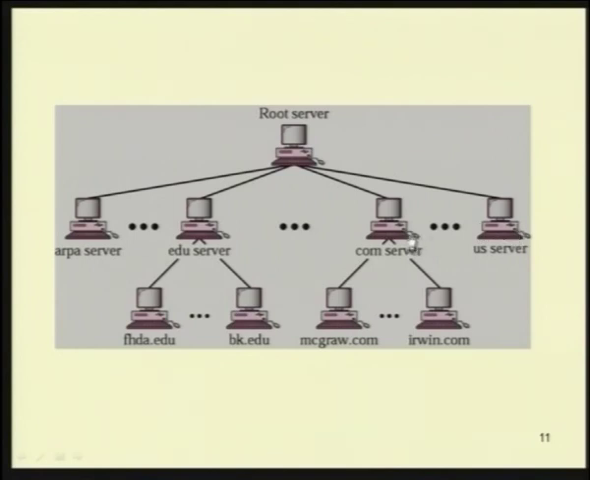Now, these are what are referred to as top level domains, that is, they are at the top level. If you look at different levels of this tree, the topmost is the root, and right next to the root are the top level domains. The top level domains are something like edu, com, us, arpa and so on. And within the edu server you may have something like fhta.edu, annayanu.edu, bk.edu and so on. Similarly, under the com server you would have various things like mcgraw.com, irwin.com, whatever. So, different servers would exist.